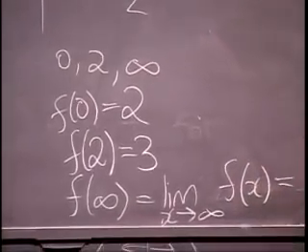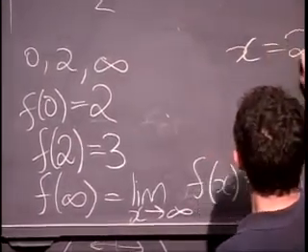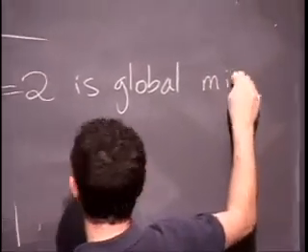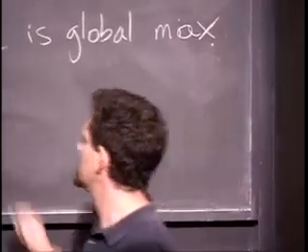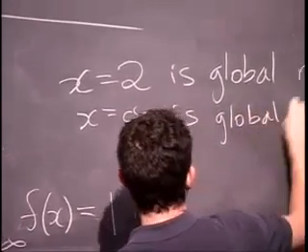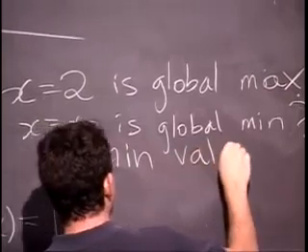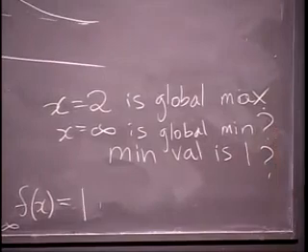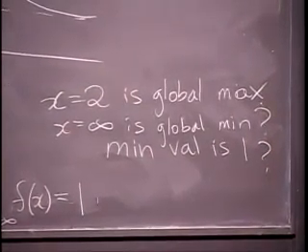So what's the biggest of these values? Well, this is the largest value at 3, so x equals 2 is still a global maximum. Question is, what is the global minimum? Well, according to this, x equals infinity is the global minimum, and the minimum value is 1. I put question marks there, because how can infinity be a global minimum? What does that even mean? Infinity is not even a number, so that can't make sense.